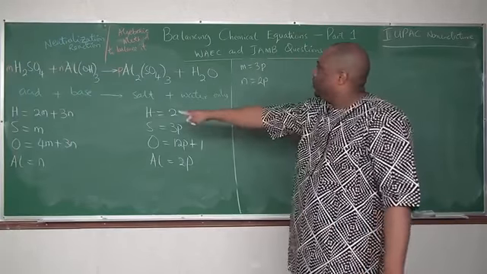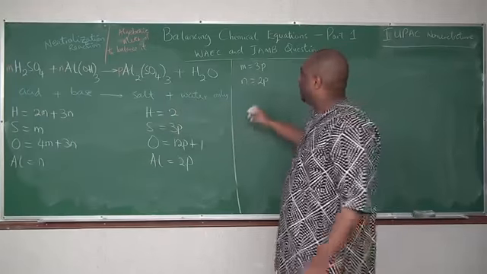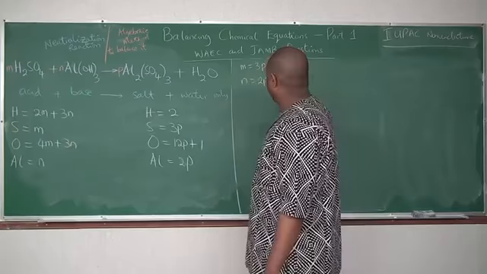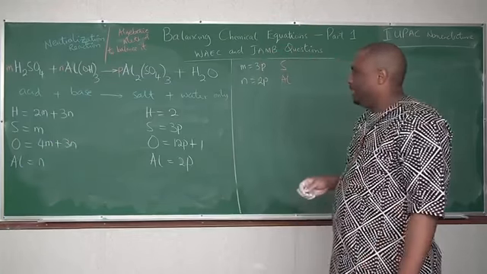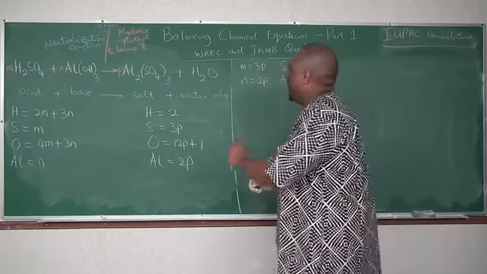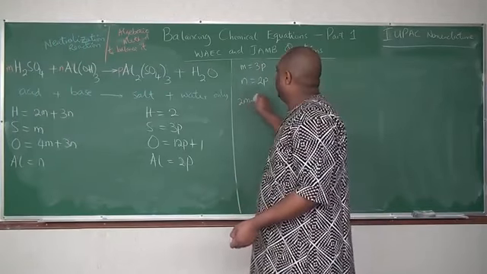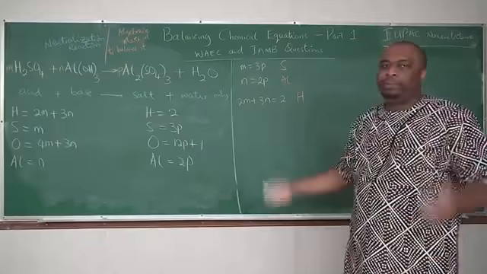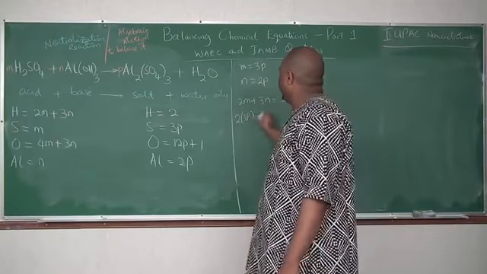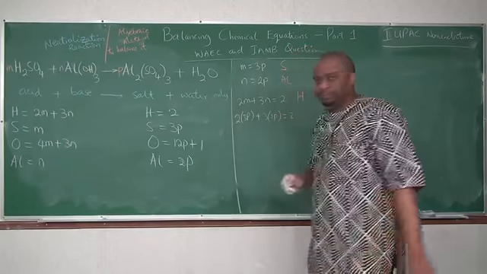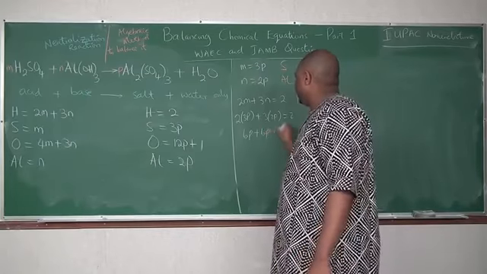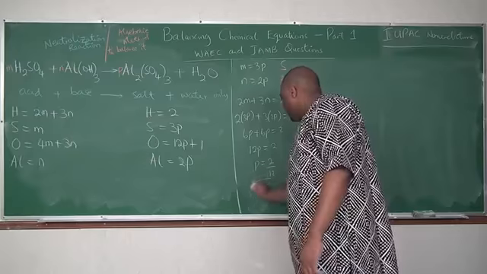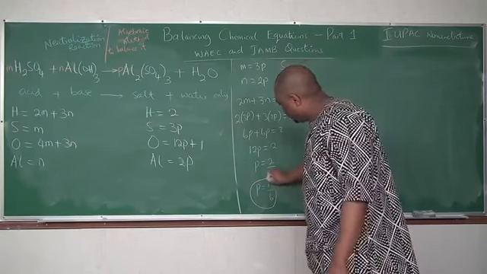Now, from hydrogen, we see that 2M plus 3N is equal to 2. So we just substitute, and we can find our P right away. This is 2 times 3P plus 3 times 2P equals 2. So 6P plus 6P is 2, 12P is 2, so P is 2 over 12. P is 1 over 6. Fraction, no problem.